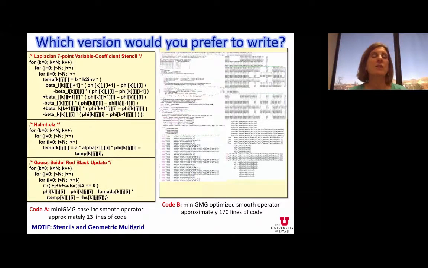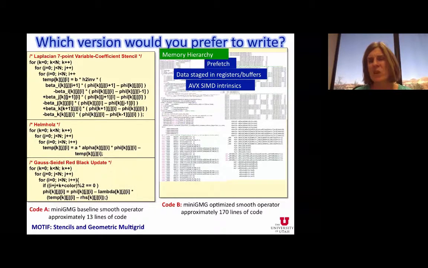So code A is the miniGMG mini app that is supposed to be a proxy application for geometric multigrid. And this code on the left is about 13 lines of code, and embedded in it you can see some stencil computations, which we're going to come back to later in the talk. The code on the right is the optimized version of this code on the left, and it's about 170 lines of code. And what's going on in this? Why can't you represent it with the 13 lines of code?